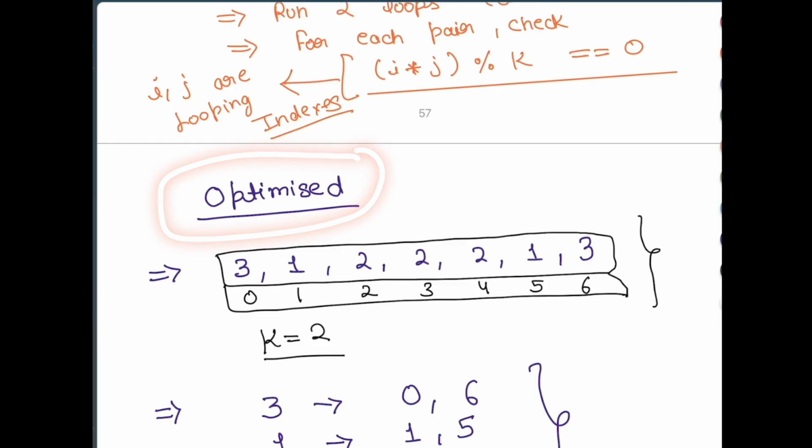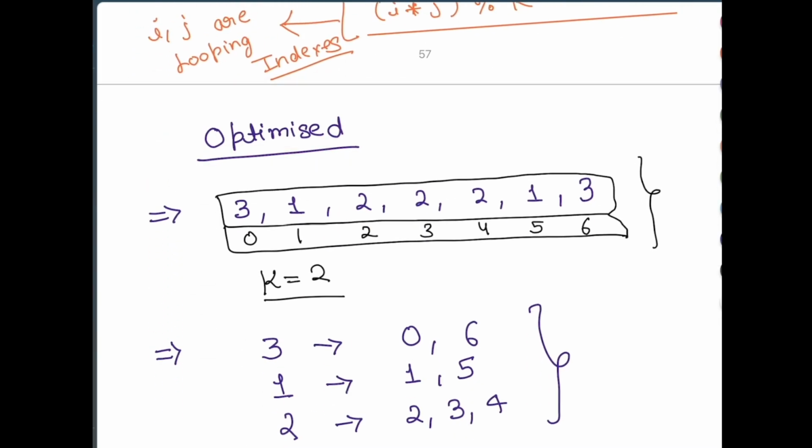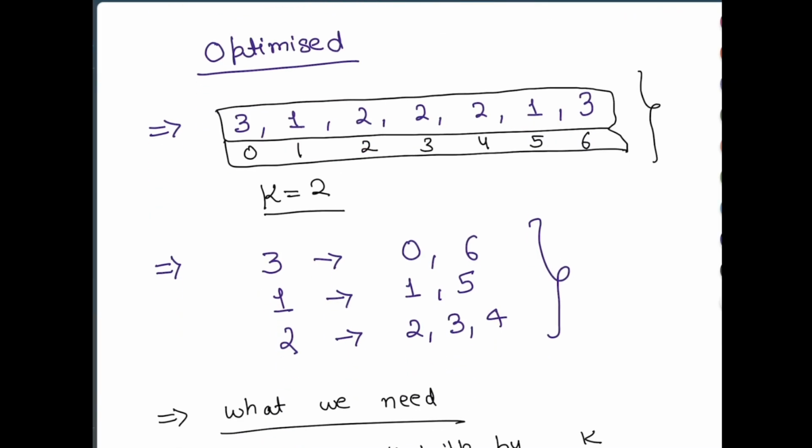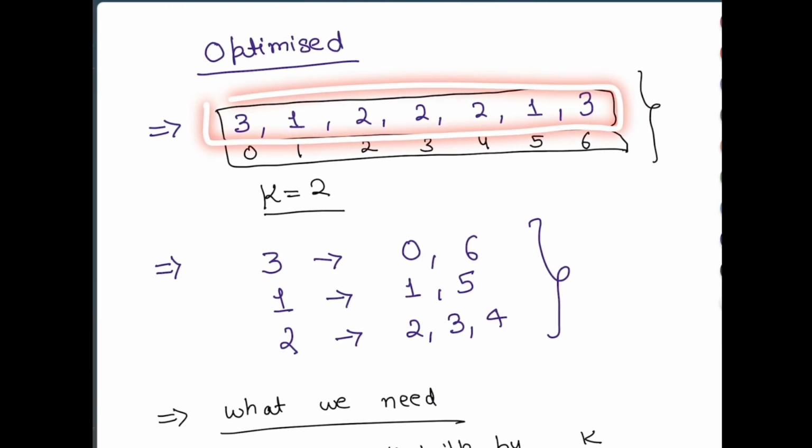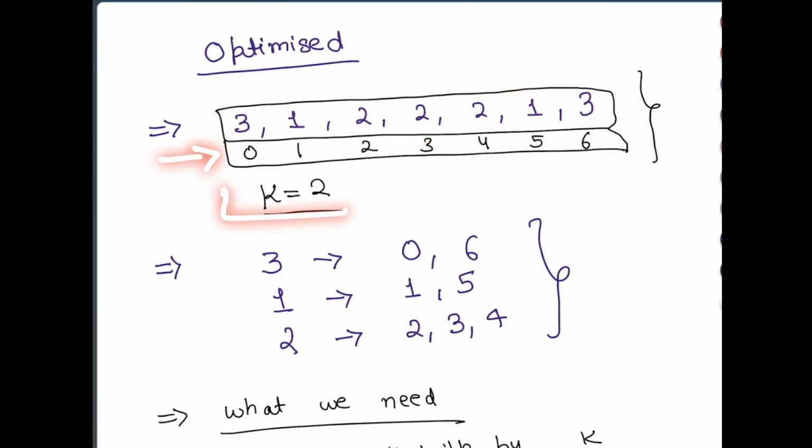for this particular problem. I would say it is a bit hard to understand, but only until you don't know the math. Once I tell you the maths behind this, it is going to be really easy to understand. Okay, so let me try to solve it again. This is my array, this is my input, right? 3, 1, 2, 2, 2, 1, 3. These are my indexes and this is the value of k.